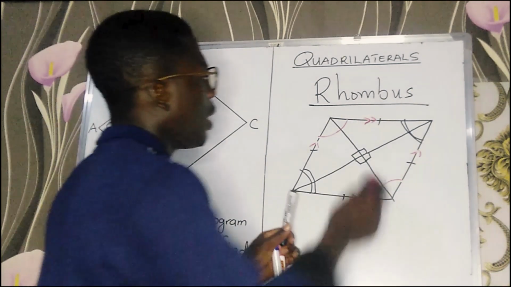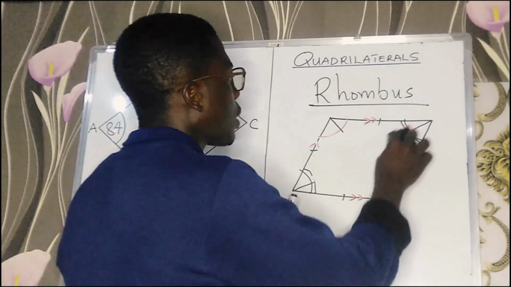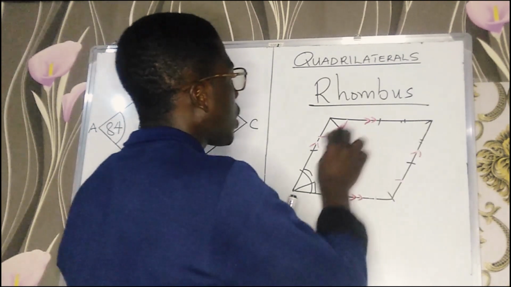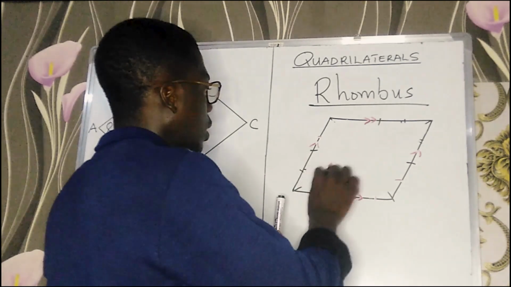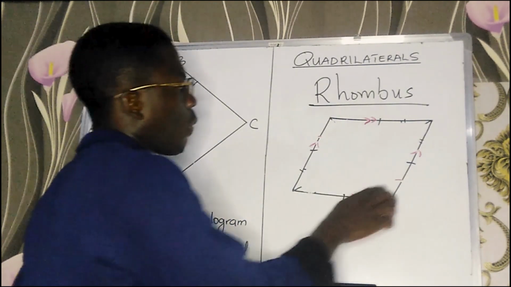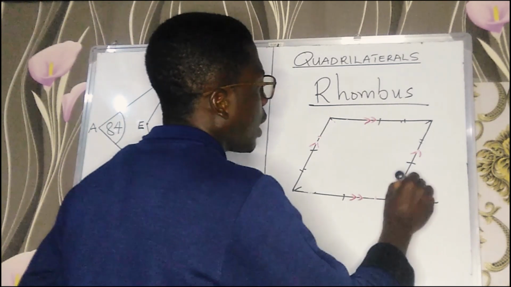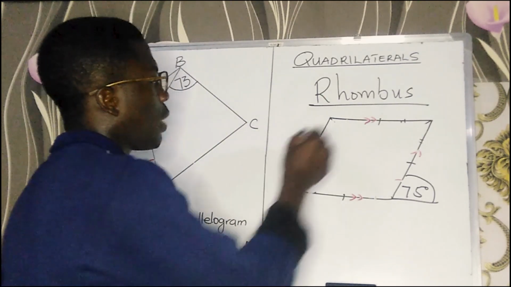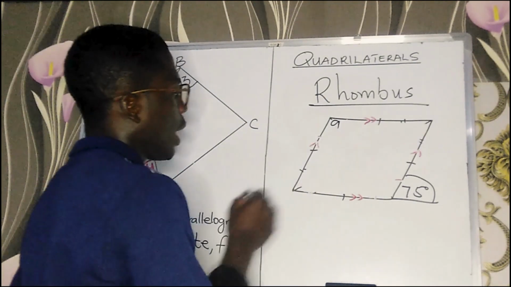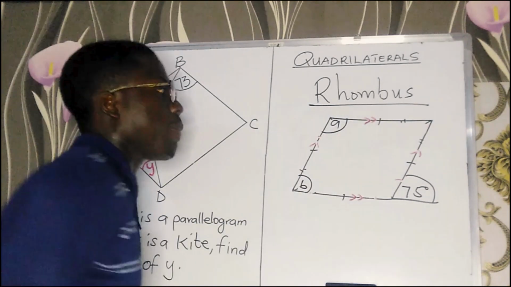Now, if we should have an example on this, which says that if this diagram is a rhombus and I have, let's say, 75 degrees out here, and now the question says you should find the value of A and then B this way.